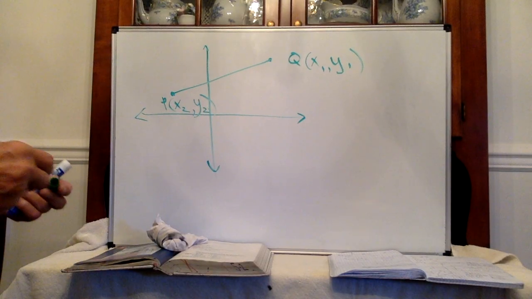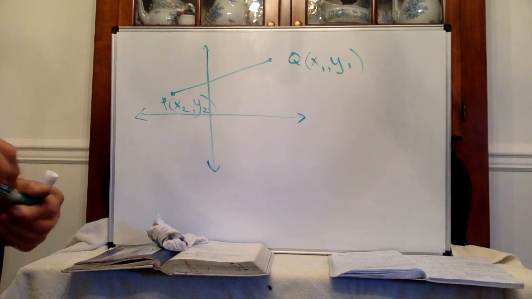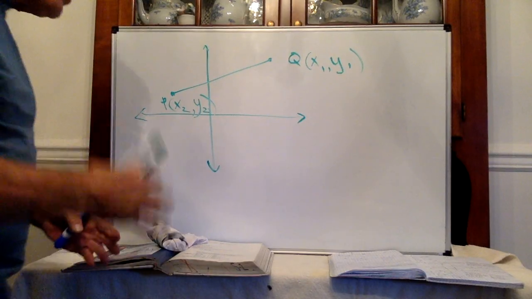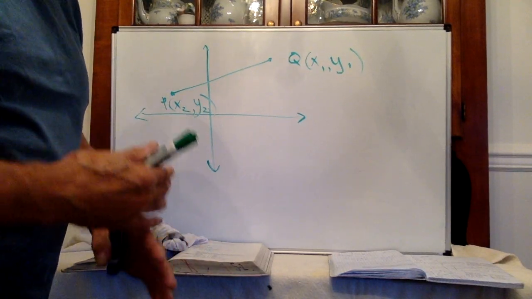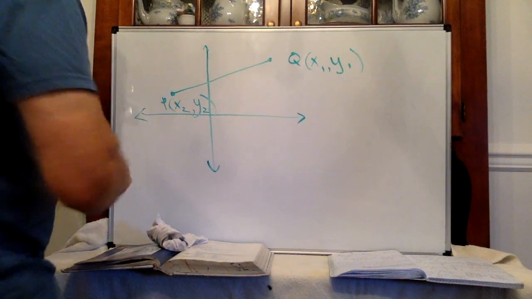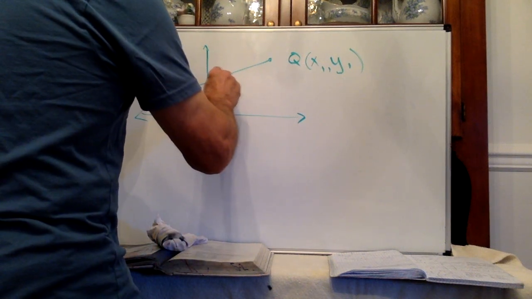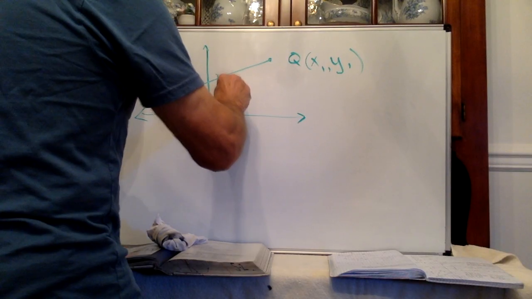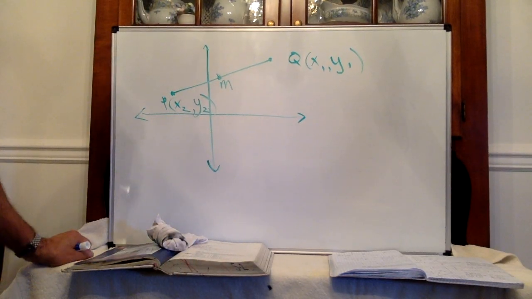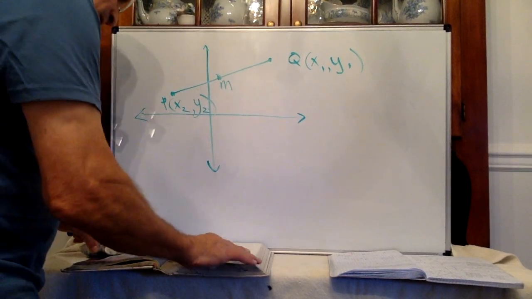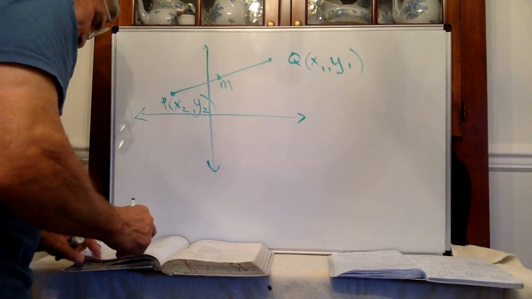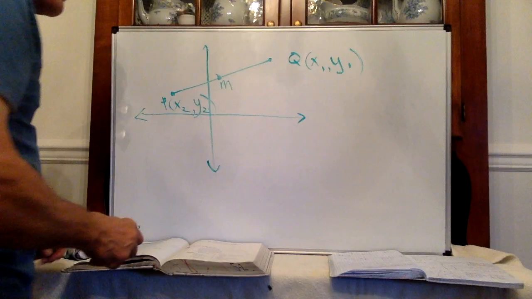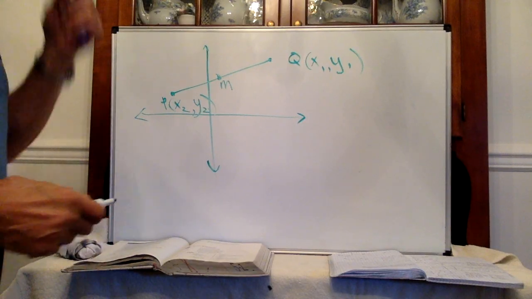Now, hopefully you realize PQ is a line segment. Every line segment can be cut in half, and it is cut in half at its midpoint. So the midpoint is somewhere in here. Call it M. And in algebra, I hope you did this, but you might not have, you had what was called the midpoint formula.